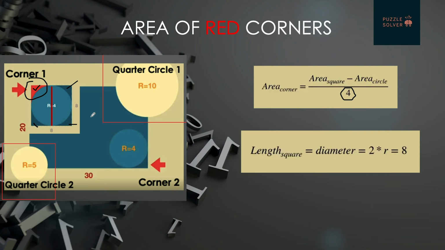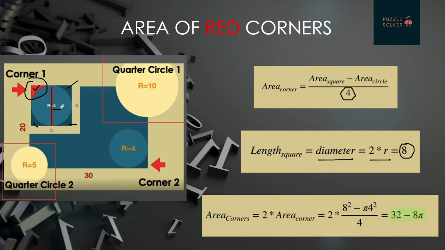Now for the area of the square we need the length of the square, and the length of the square is equal to the diameter of the inner circle, and the diameter will be 2r, so the length of the square is equal to 8, because the radius for this circle is equal to 4. Therefore the area of a corner will be equal to the area of the square, that is 8 square, minus the area of the circle, and the circle's area is pi r square, with radius equal to 4, so pi 4 square, and we divide it by 4 so that we can have the value of one corner.